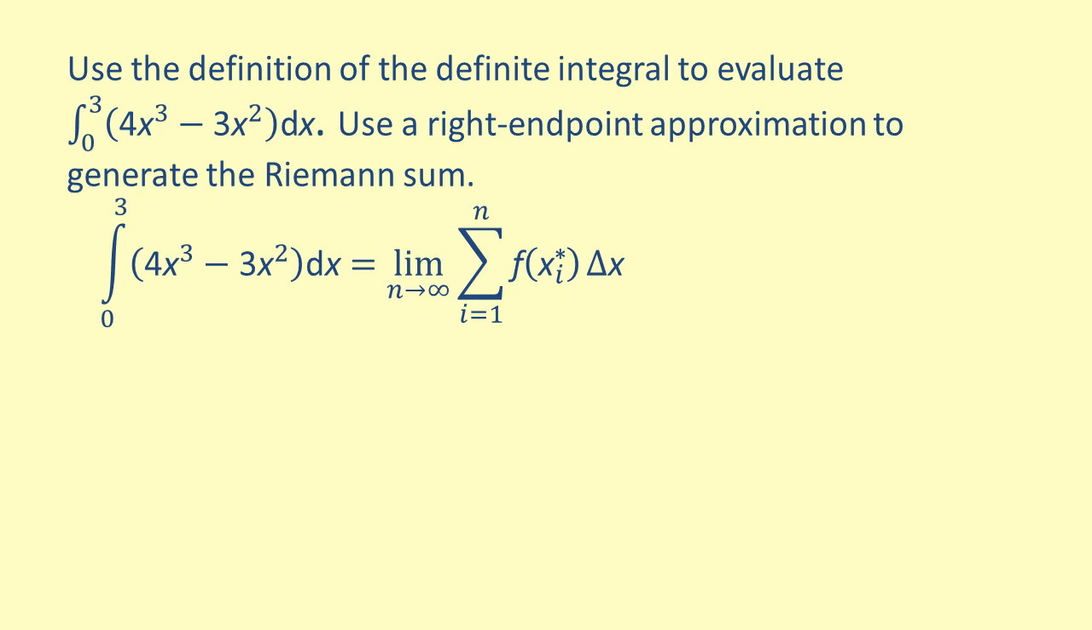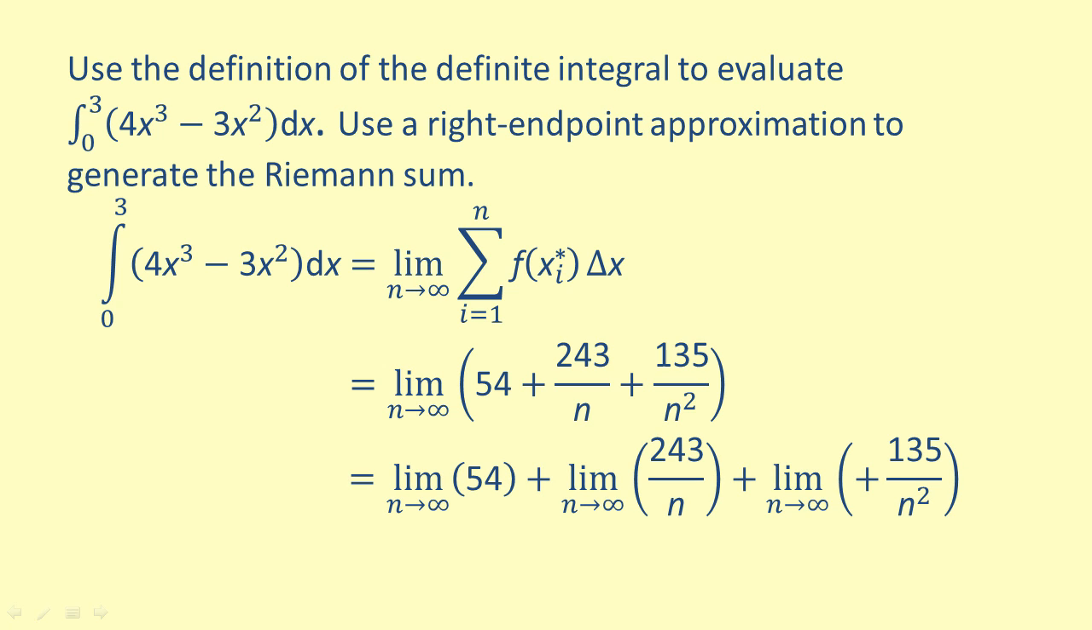Now we can use the definition of the definite integral by taking the limit of the sum as n approaches infinity. So let's substitute our simplified expression for the sum. Then we'll use properties of limits to rewrite this limit as a sum of limits.